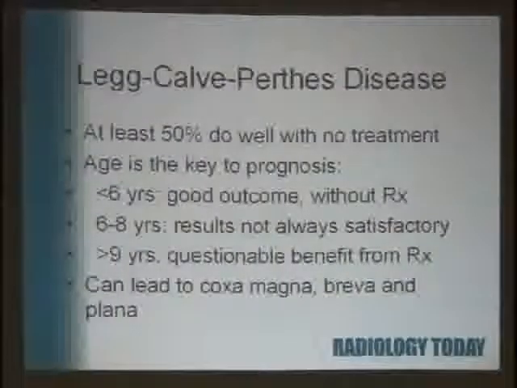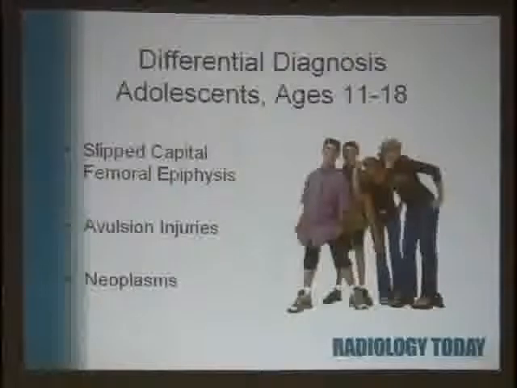And again, part of it is, it's an idiopathic cause. A lot of times treatment is getting them off of it. As you know, the younger they are, the better they tend to do. Unfortunately, over time, though, they tend to get coxa magna, breva, and plana.